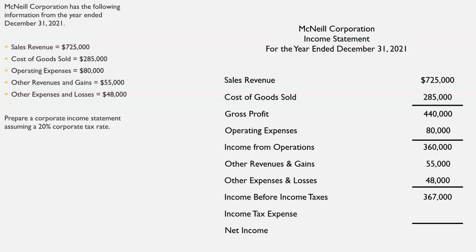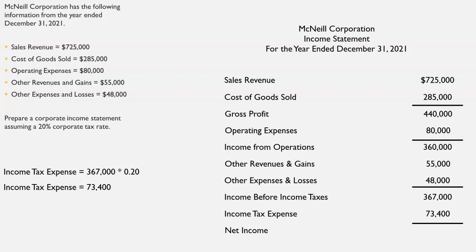We now need to find our income tax expense. We were told that we had a 20% tax rate. So we take that 367 that we found and we multiply it by our 20%. So we multiply it by 0.20 and we have an income tax expense here of $73,400. So that's how we find that number for our income statement. We take our income before income taxes and we multiply it by our tax rate.